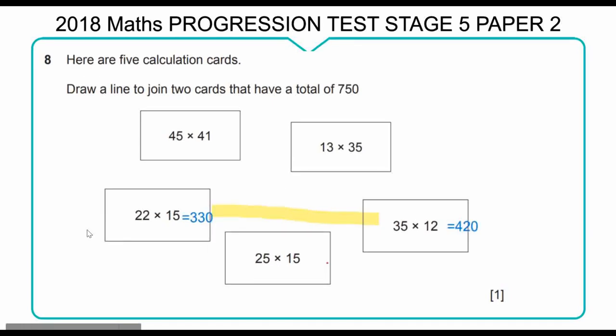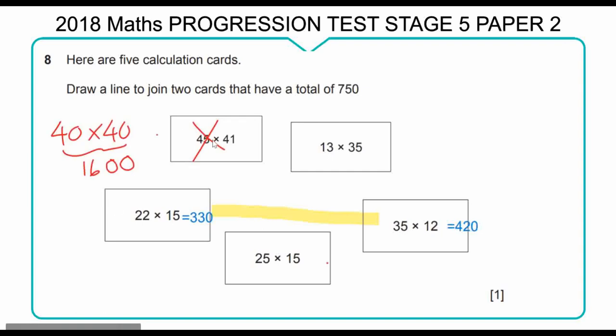So the answer is we join this line with this box. The line, this box with this box. So here's the trick. The first box is 45 times 41. If we estimate 40 times 40 is 1600, because 4 times 4 is 16 and we get 2 zeros, so it should be 1600. That is the trick. While the instruction says draw a line to join 2 cards that have a total of 750, so this is definitely much more than 750. This will not be the answer for sure. We cross out this one.